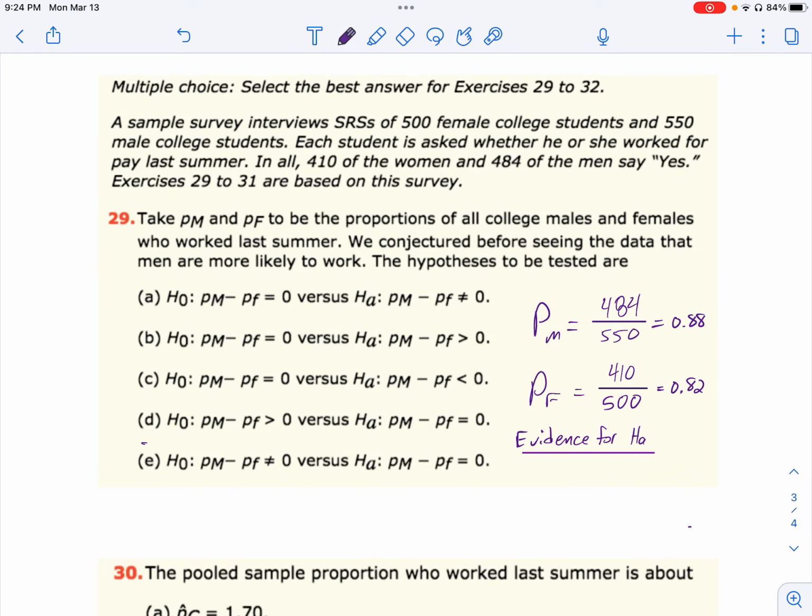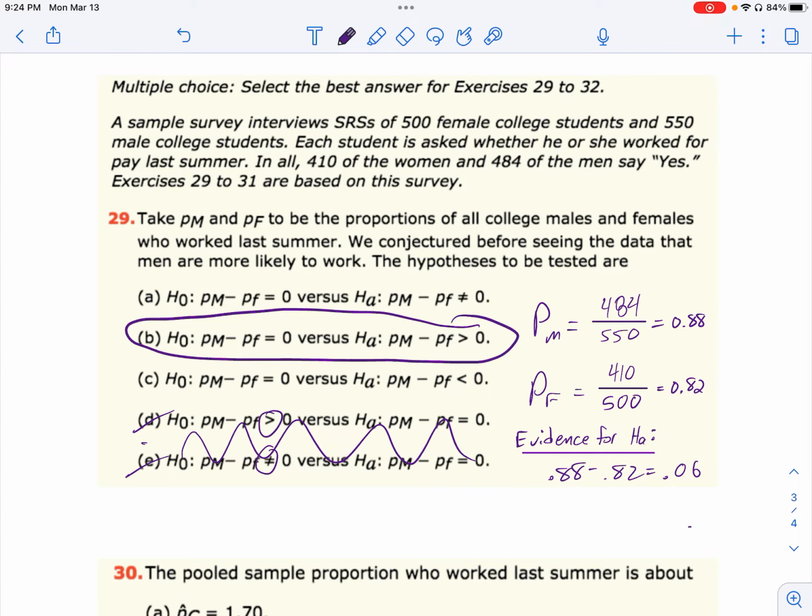Well, first of all, folks, look at this. It's never this and never this. The null is always equal to 0, so you can get rid of D and E right away. And then it says we're doing males minus females, M minus F every time. And it says men are more likely to work. I figured out the two proportions to help us. The males were at 88% and the females were at 82%. So the evidence for the alternative would be 88 minus 82, which is 0.06, which is greater than 0. So it's this one.